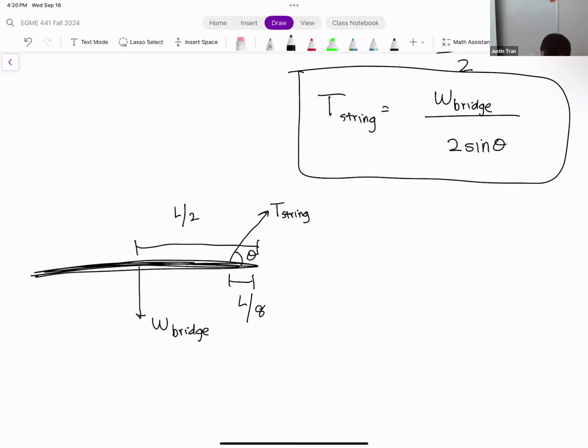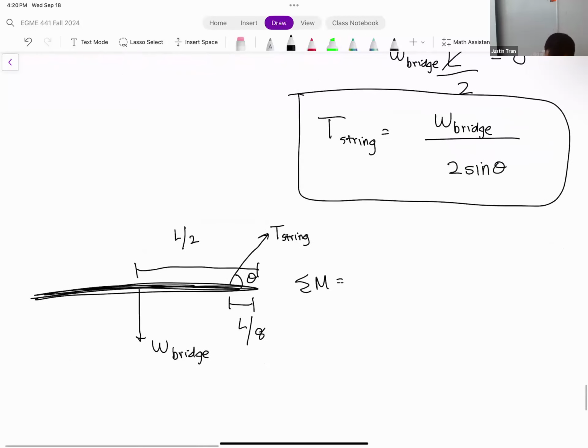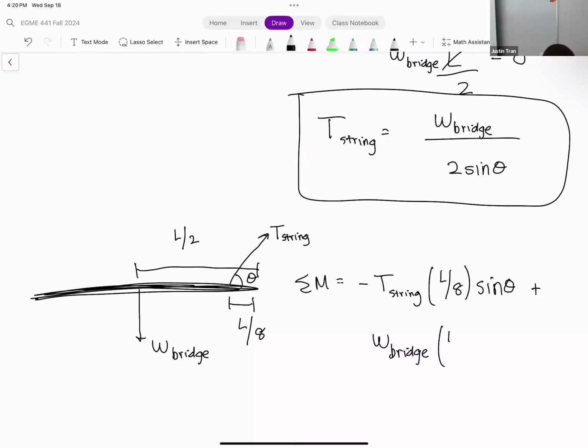We can do the same thing. Let's go ahead and sum the moments around the joint, and we'll get the exact same equation. The only difference is that the moment arm for the drawstring is going to be much lower. So you have minus T string multiplied by L over 8 sine theta, plus W bridge times L over 2 equals 0.